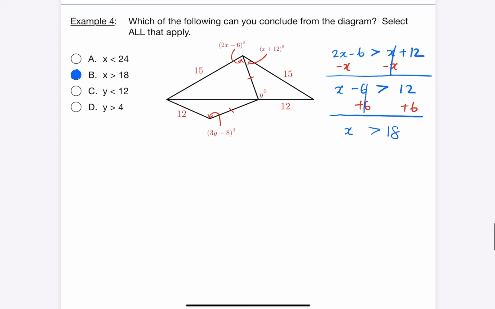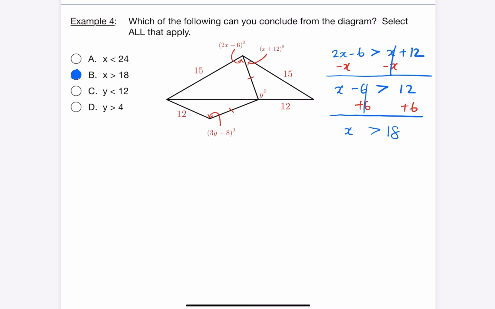Now let's take a look at the y's, okay? The y's. This angle is related to this triangle, and this angle is related to this triangle. So we're going to compare these two, all right? So we're told that this side of the triangle is the same as this side, and this side of the triangle is the same as this side because of this 12, okay? So then the included angle that we're dealing with is this angle and this angle. And the question is, what is the relationship between this angle and that angle?